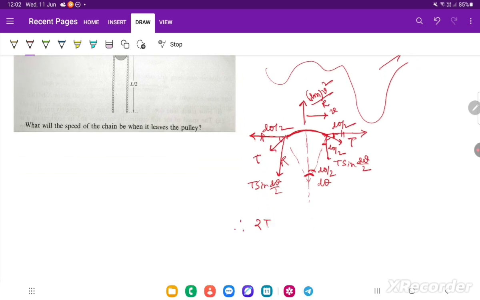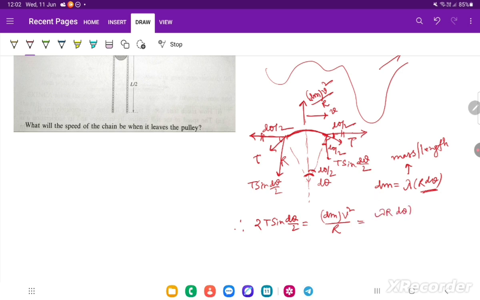So if we balance the force, we'll get 2T sin(dθ/2) = dm v²/r. Now what will be dm? dm will be λ r dθ. I have assumed λ as mass per unit length here, and r dθ is obviously the length of that rope element. So I'm substituting it here: λ r dθ v²/r.